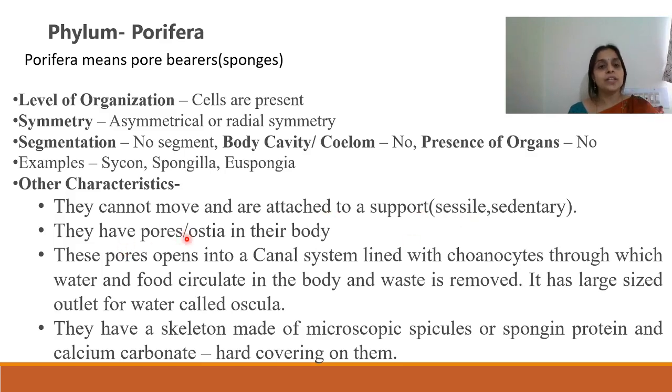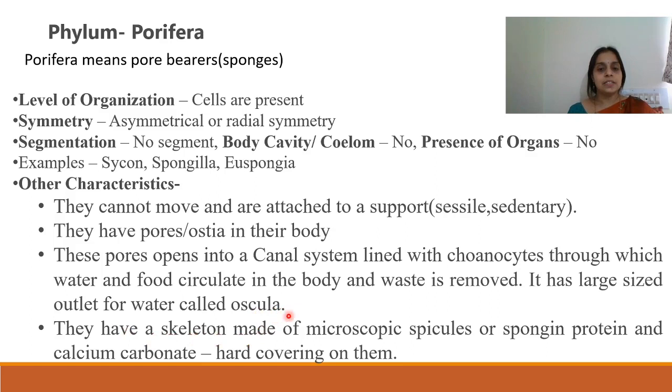And over the entire body they have pores or ostia. The name for the pores is ostia. The pores open into a canal system which is lined with choanocytes, through which water and food circulate in the body and waste is removed. And there's a large outlet for water called the osculum or oscula.